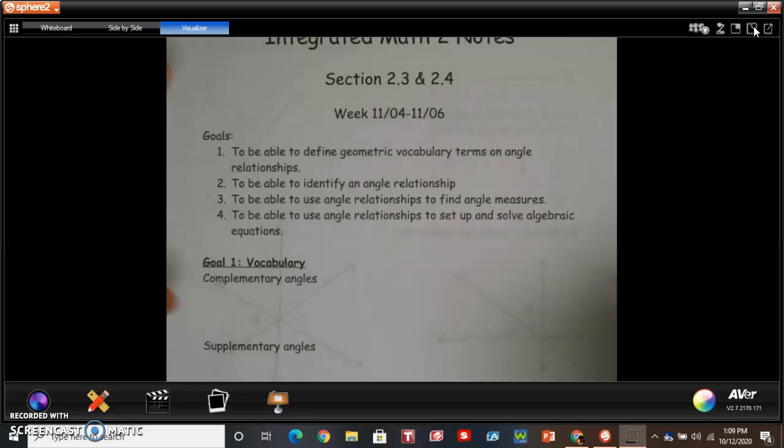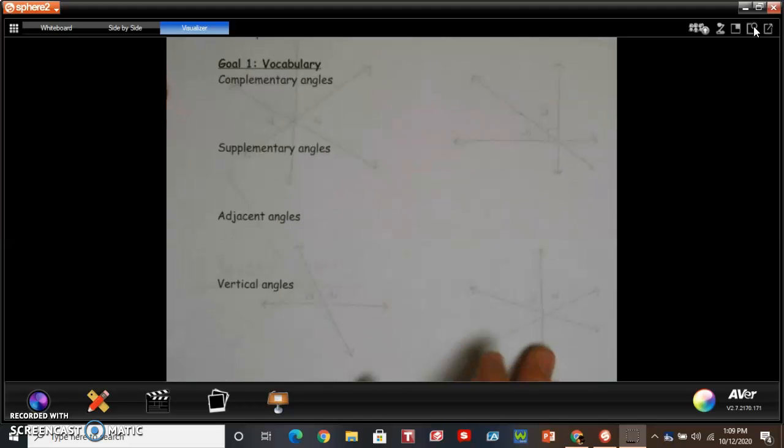Our first goal is to be able to define some more geometric vocabulary terms on angle relationships. We're also going to be able to identify angle relationships, use angle relationships to find angle measures, and use angle relationships to set up and solve algebraic equations. So goal 1, let's talk about our vocabulary.